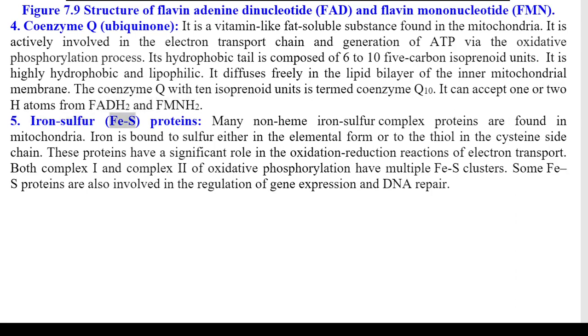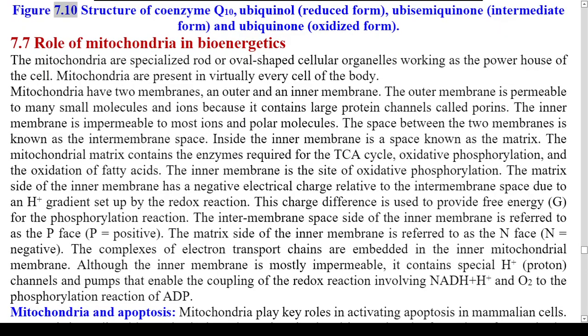Iron-sulfur, Fe-S, proteins. Many non-heme iron-sulfur complex proteins are found in mitochondria. Iron is bound to sulfur either in the elemental form or to the thiol in the cysteine side chain. These proteins have a significant role in the oxidation-reduction reactions of electron transport. Both complex I and complex II of oxidative phosphorylation have multiple Fe-S clusters. Some Fe-S proteins are also involved in the regulation of gene expression and DNA repair. Figure 7.10 Structure of coenzyme Q10: ubiquinol, reduced form; ubisemiquinone, intermediate form; and ubiquinone, oxidized form.